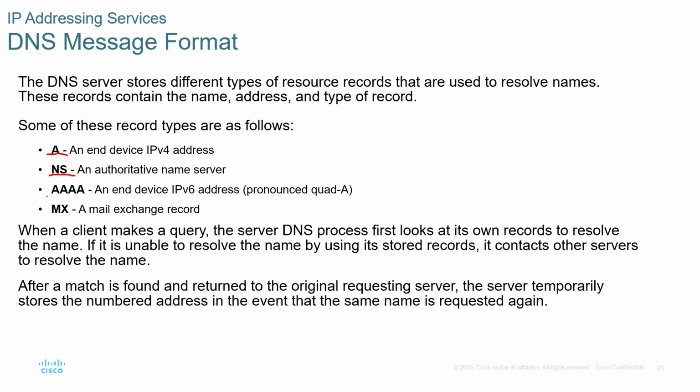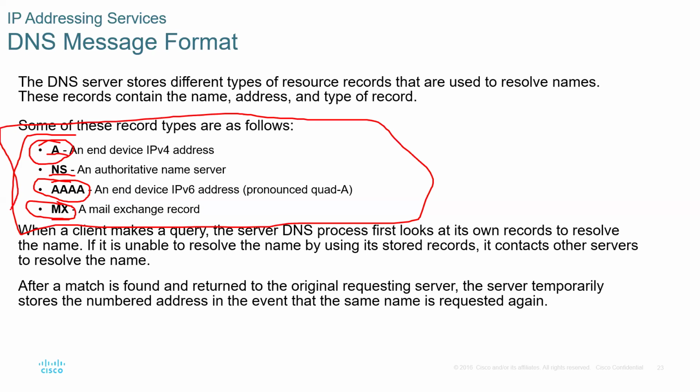Then you have the quad A, or quadruple A, usually an end device IP version 6 address. So you see, the A record is just an end device IP version 4 address, and this one is for IP version 6. Then the MX, which is for mail exchange, is basically for emails. This is the one that carries email records. So DNS works with these types of records: the A record, the NS record, the quad A record, and the MX record.